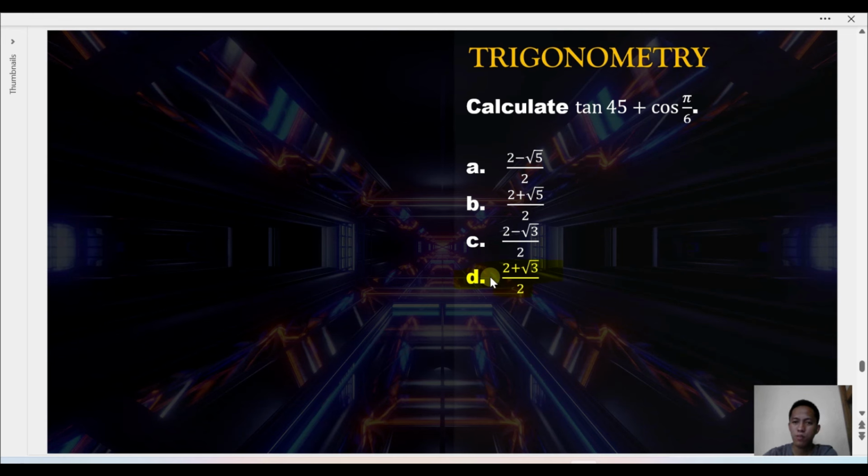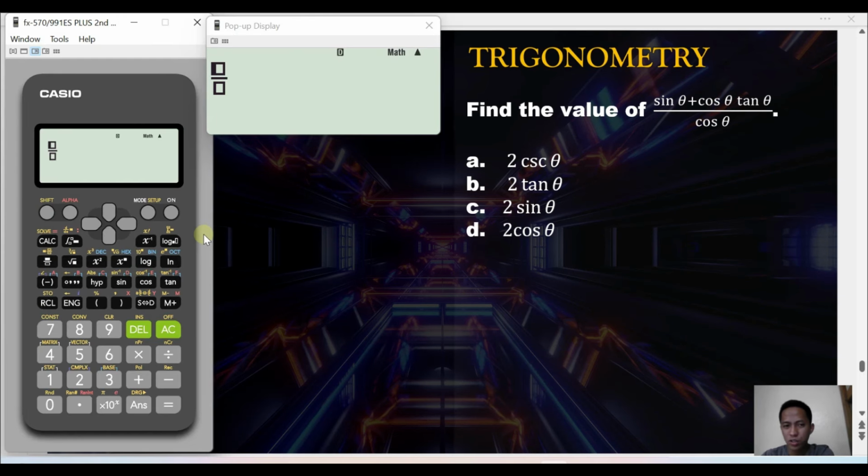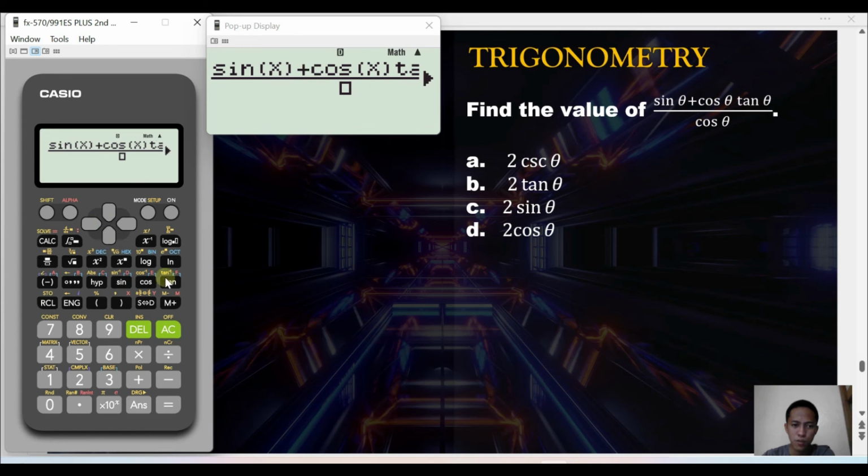Okay, so let's proceed to our next problem. Find the value of sine theta plus cosine theta, tangent theta over cosine theta. So, what is the equivalent of this? In our calculator, guys, you can input sine x plus cosine x, tangent x, and that is all over cosine x.